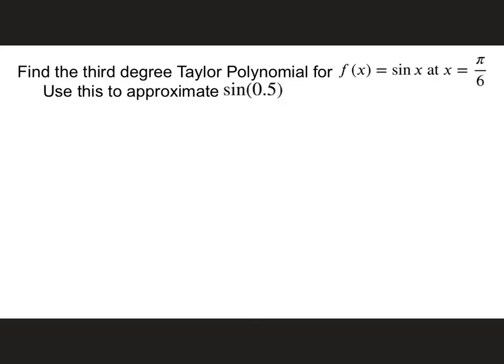We're going to find the third degree Taylor polynomial for f of x equals sine of x at x equals pi over 6 and use this to approximate the sine of 0.5. Okay, so here's what I want you to do right now. I want you to pause the video, and I'd like you to just find the third degree Taylor polynomial for sine of x at x equals pi over 6. Don't do the approximation yet. Just hang out and wait. I want you to actually evaluate or find the third degree polynomial first.